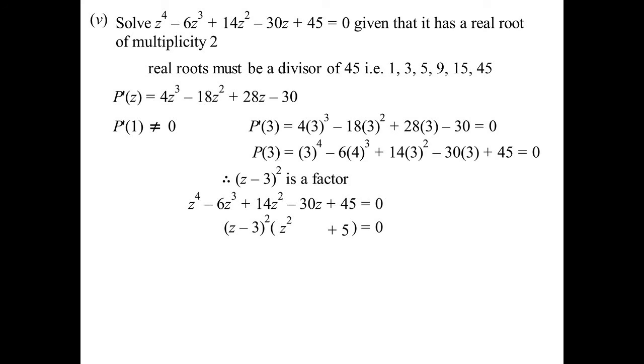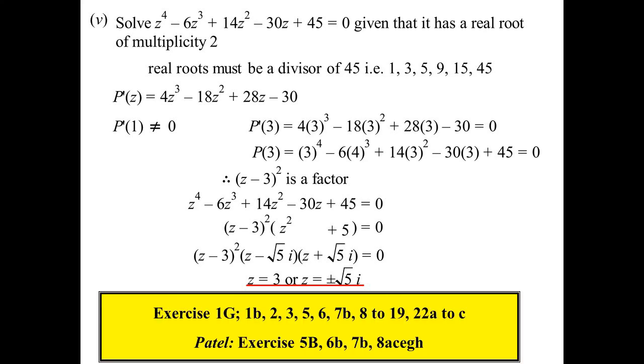So now we just need to factorise the quadratic. Z minus root 5i, Z plus root 5i, and solve. I suppose technically, here's a good point with a question like this. I didn't actually really need to factorise that because the question didn't say factorise, it simply said solve. See that word there? Solve. And so I could have just used the Z squared plus 5 and solved that. But anyway, there we go. Z equals 3 or Z equals plus or minus root 5i.